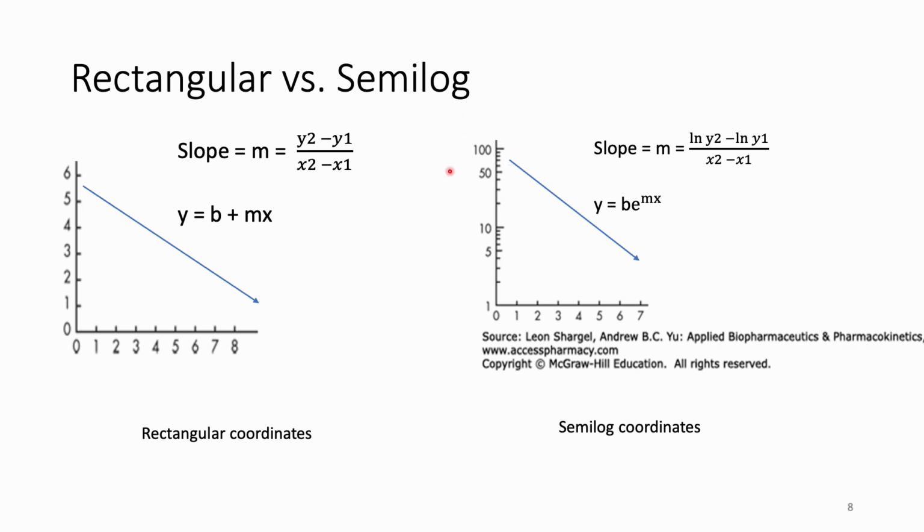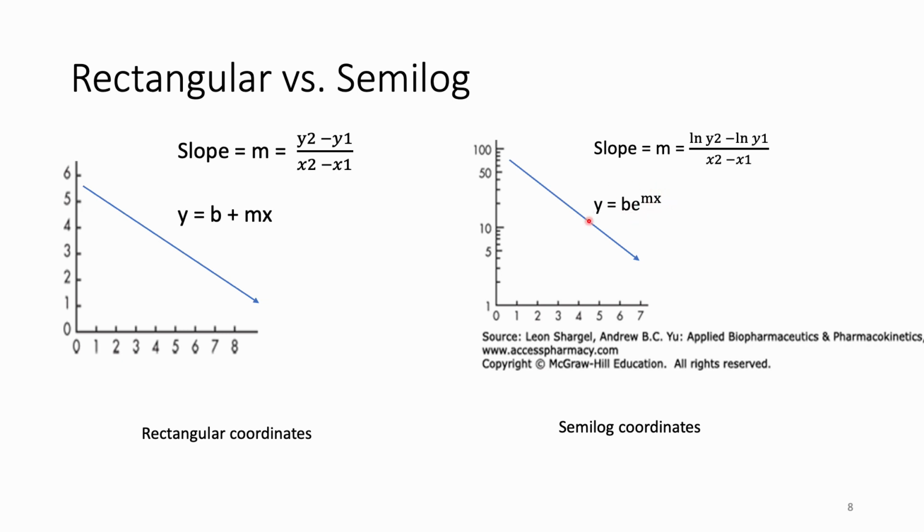We call it a semi-log graph because only the y-axis takes the logarithm of the value. The x-axis is still a normal value, so that's why we call it semi-log paper or a semi-log graph. Any straight line representing a decreasing value of y with increasing value of x is described by the equation y = b e^(mx).